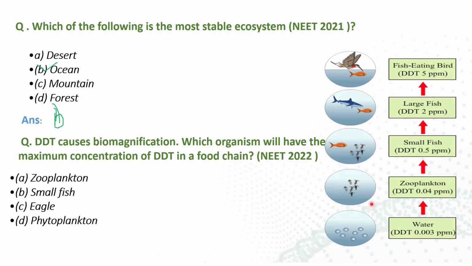If you see here, when we go up the levels, obviously the higher one will have the more amount of DDT.